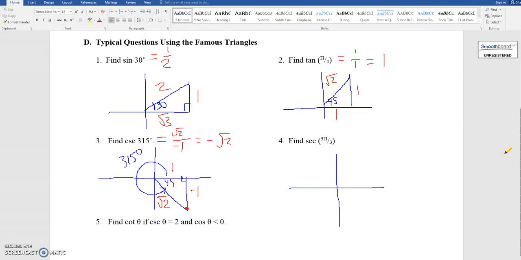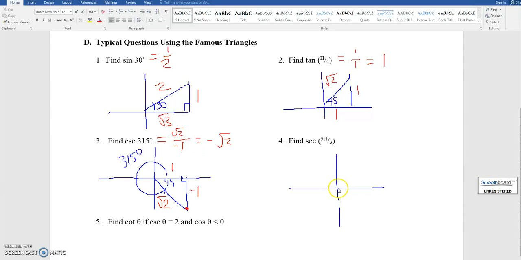Okay, this one is a little bit tougher. Remember, pi over 3 is like 60 degrees. And I have 5 of those, right? I have 5 pi over 3s right here. So that's one way to think through it.